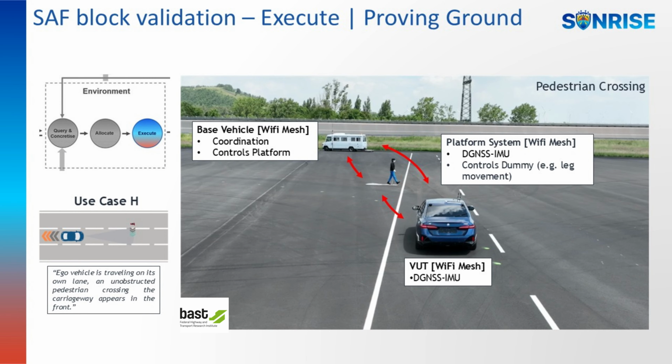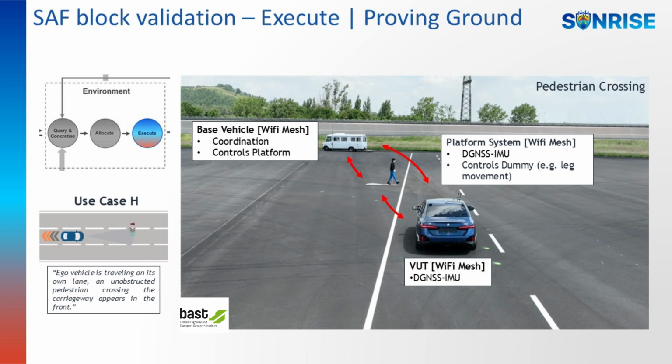In this slide, we focus on executing test scenarios in the proving ground, a controlled environment that enables high-fidelity testing of complex traffic situations. At the center of this setup is the Vehicle Under Test, or VUT, which is equipped with DGNSS and IMU sensors and connected via a Wi-Fi mesh network. It interacts with a base vehicle, which coordinates the test execution and controls the testing platform.